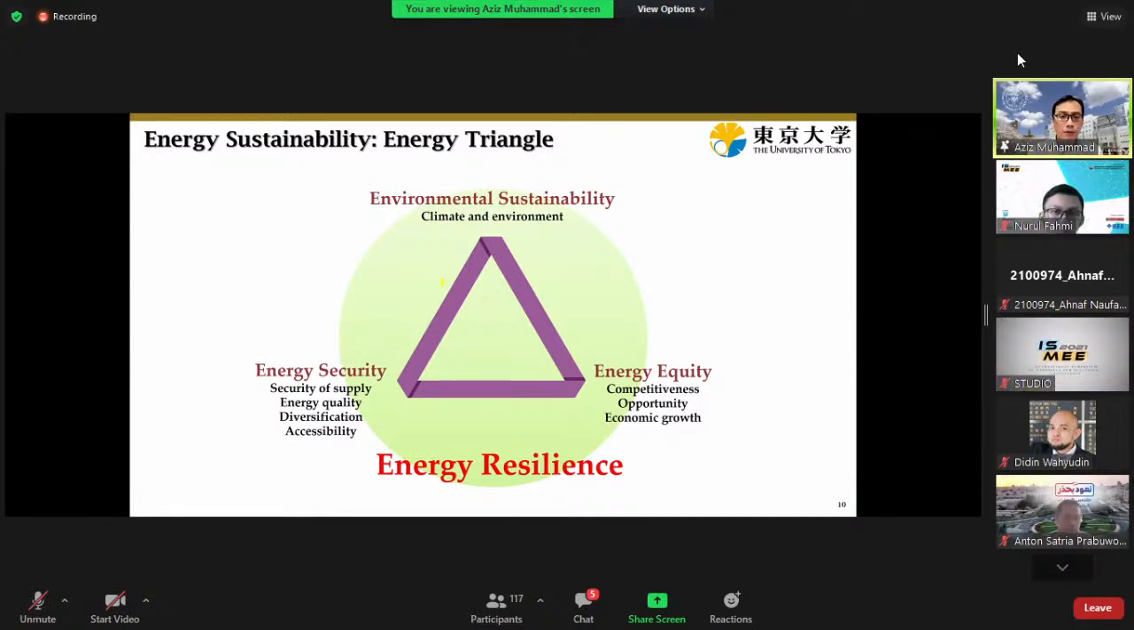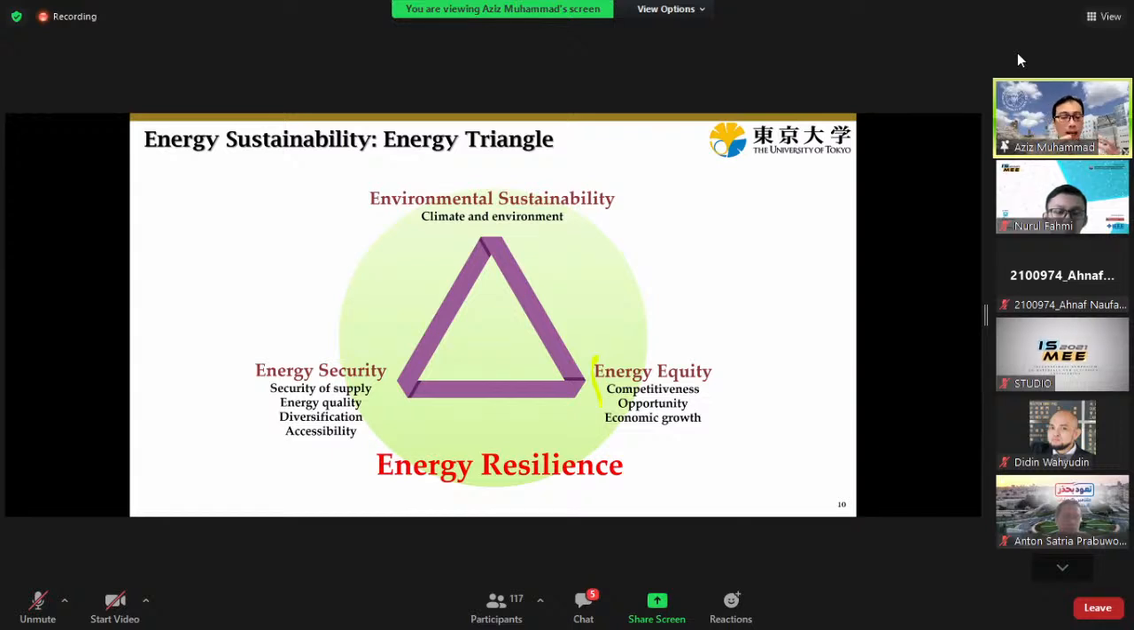So I think it is very important for all of us to really understand that when we are talking about energy security, we are not only talking about the quantity, but also about the quality. And the second point is correlated with energy equity. For energy equity, we are not only talking about the economy, we are talking about opportunity.